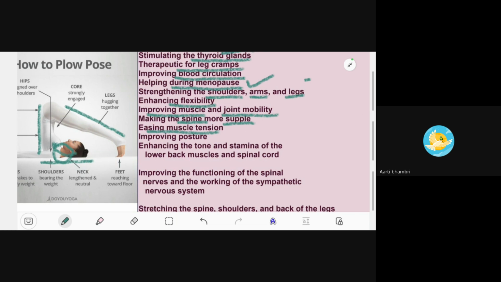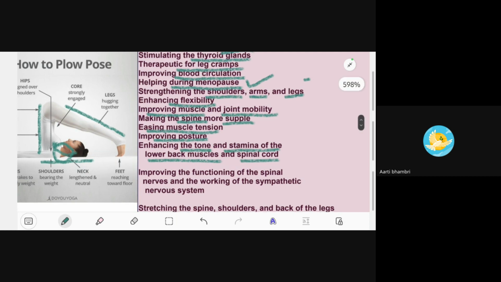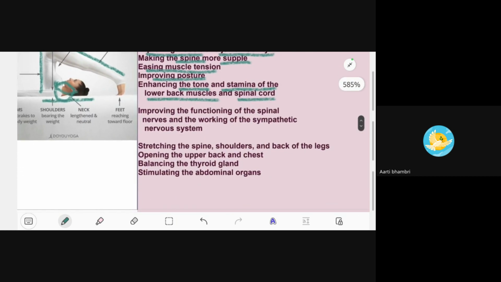Okay, and improving the postures, enhancing the tone and stamina of the lower back muscles and the spinal cord, because in a normal day to day life, we never do such kind of things where the spine will experience the flexibility of moving in a cyclic or wheel position, where the spine would move in this way. I'm sorry for the background noise.